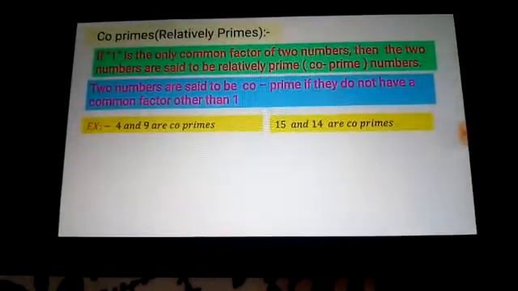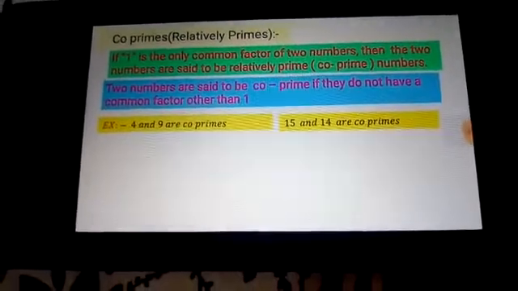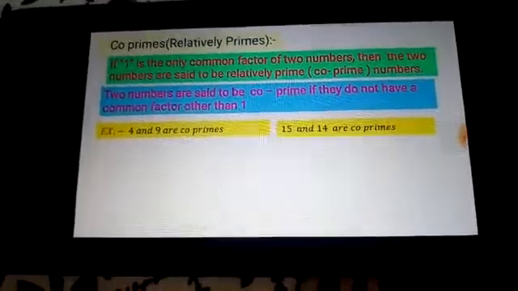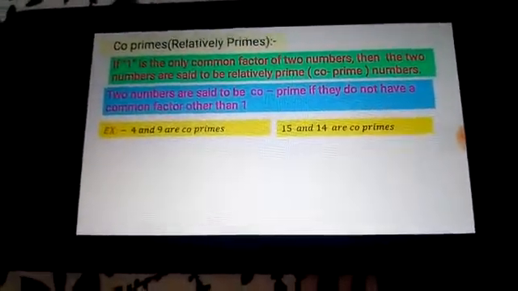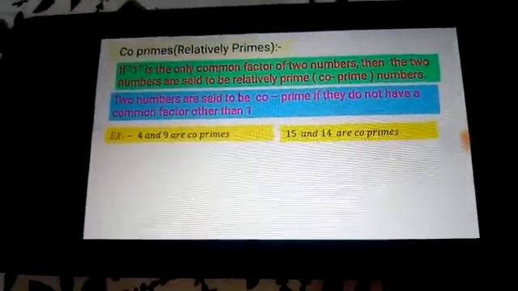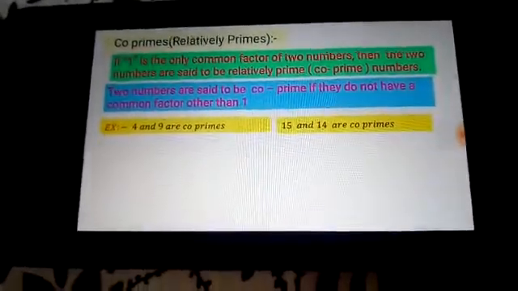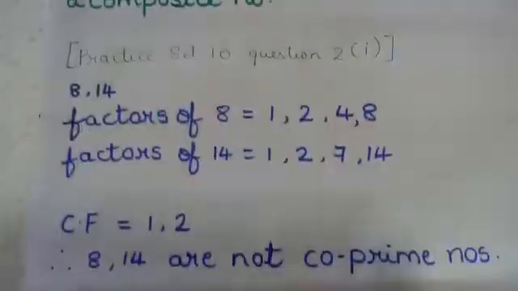For example, we have 4 and 9. Factors of 4 are 1, 2 and 4. Factors of 9 are 1, 3 and 9. Here the common factor is 1. So 4 and 9 are co-prime numbers. In a similar way, we have 15 and 14 as co-prime numbers.